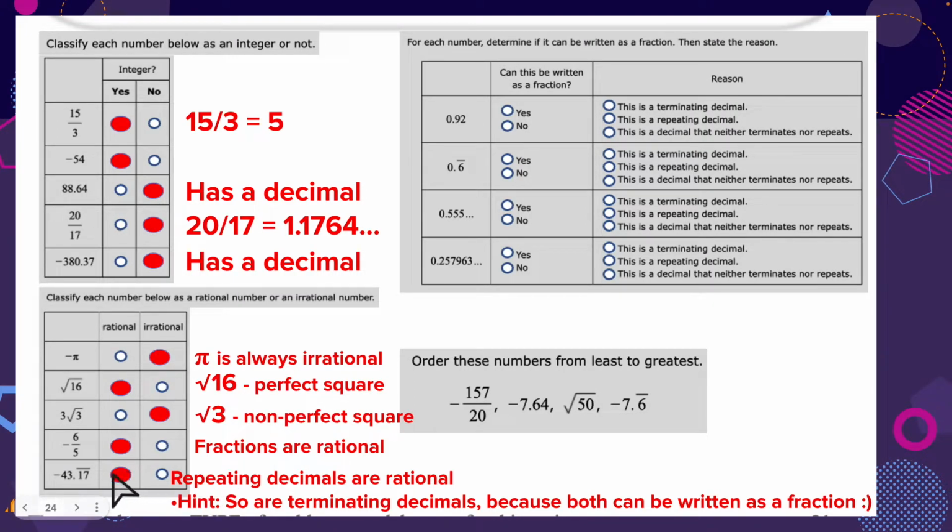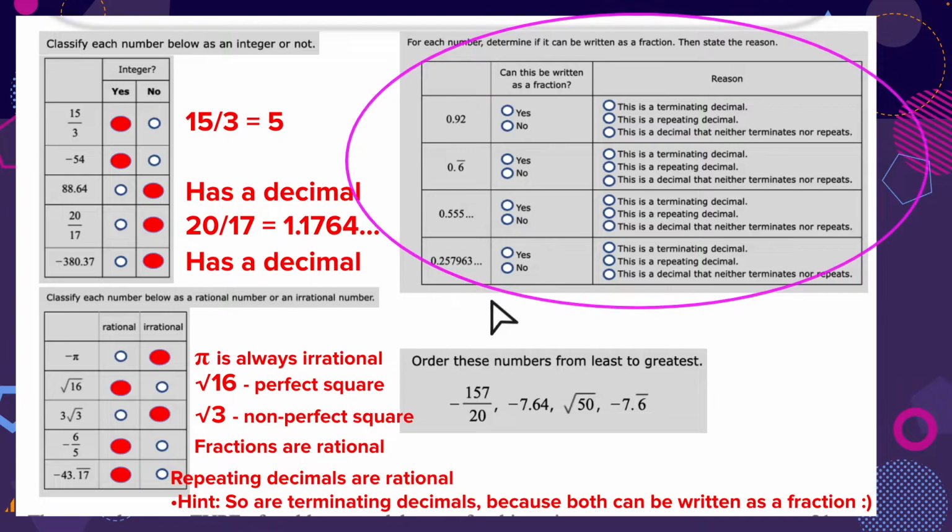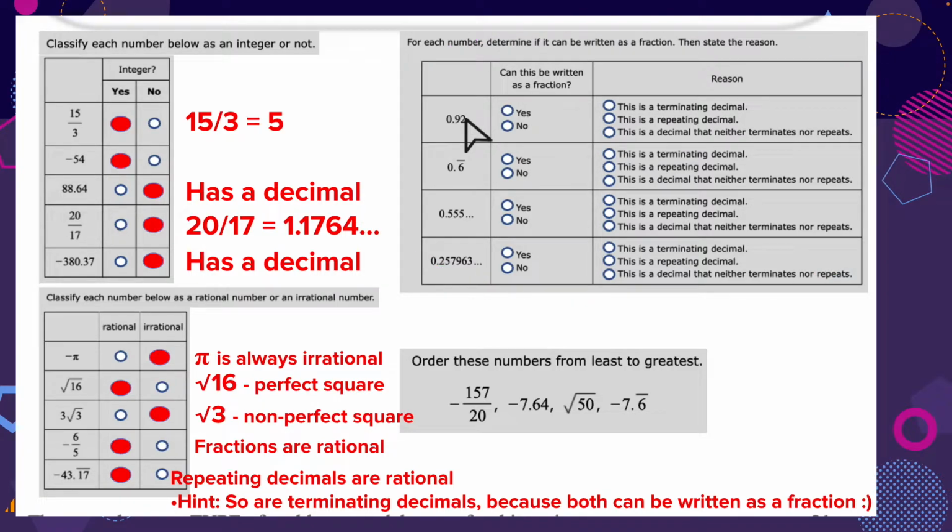All right, so now we're going to come up here to this one. And we're just going to determine if it can be written as a fraction. So we're just practicing that again. So remember, if it's terminating, if it stops, then yes, it can be written as a fraction. So terminating can be written as a fraction and repeating can be written as a fraction. Again, if you don't remember that, go back to section 1 videos. I have a terminating decimal video and a repeating decimal video, so you can watch through that to remember how to do those things.